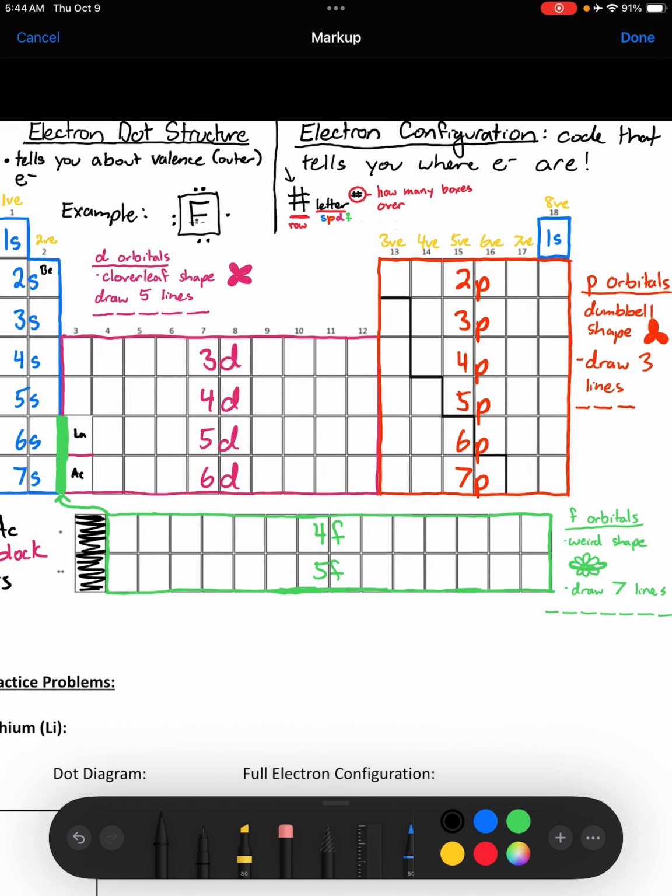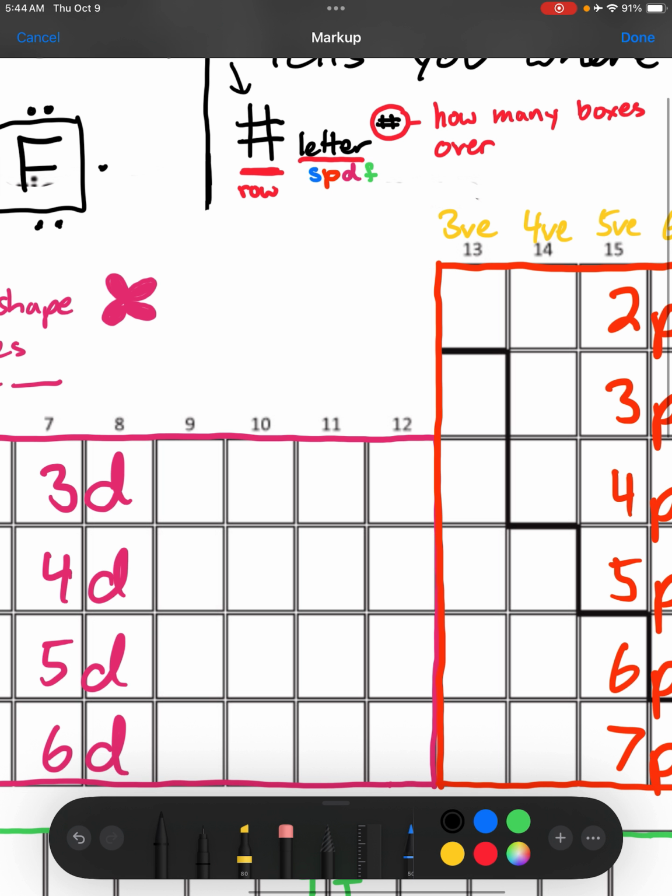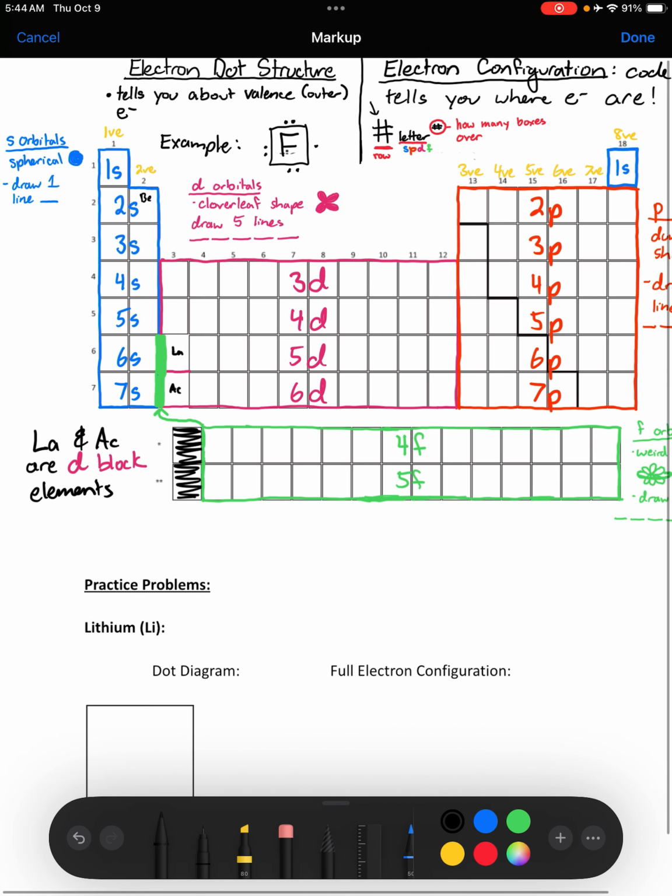So if you look at how I've labeled all of this, row 1, 2, 3, 4, 5, 6, and 7, that's the big number. The next piece of the code is a letter, and that letter tells you what type of orbital space you are in. Now, an orbital space is just any space that can contain an electron, right? And that orbital space can look very different. So we can have 4 options for letters.